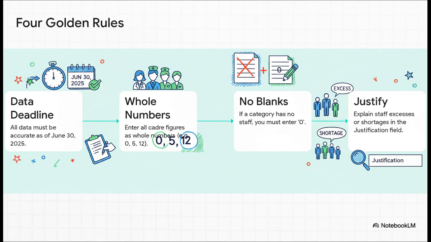First, think of this as a snapshot in time. All your data needs to be accurate as of June 30th, 2025. Second, no decimals, no fractions, just whole numbers. Third, and this is a big one, a really common mistake, never ever leave a field blank. If the number is 0, you have to type in a 0. And finally, that justification field, don't skip it. It's your chance to explain the story behind the numbers.